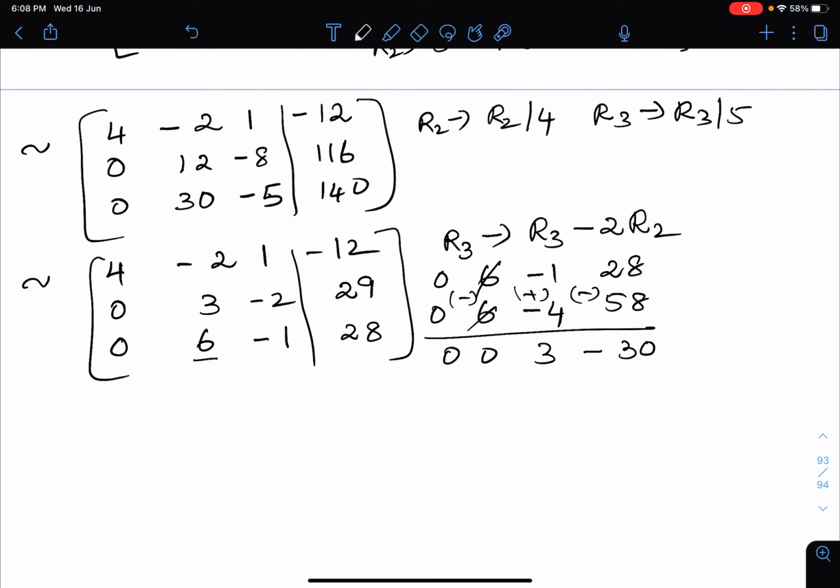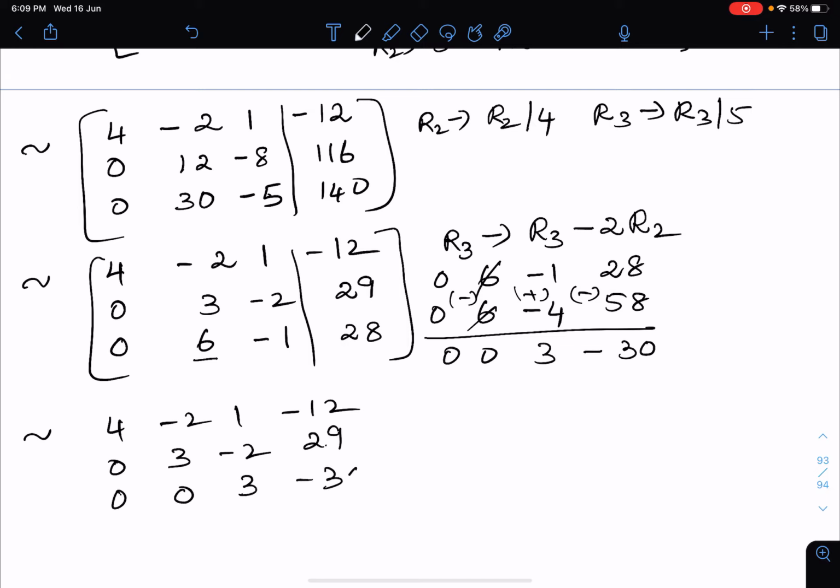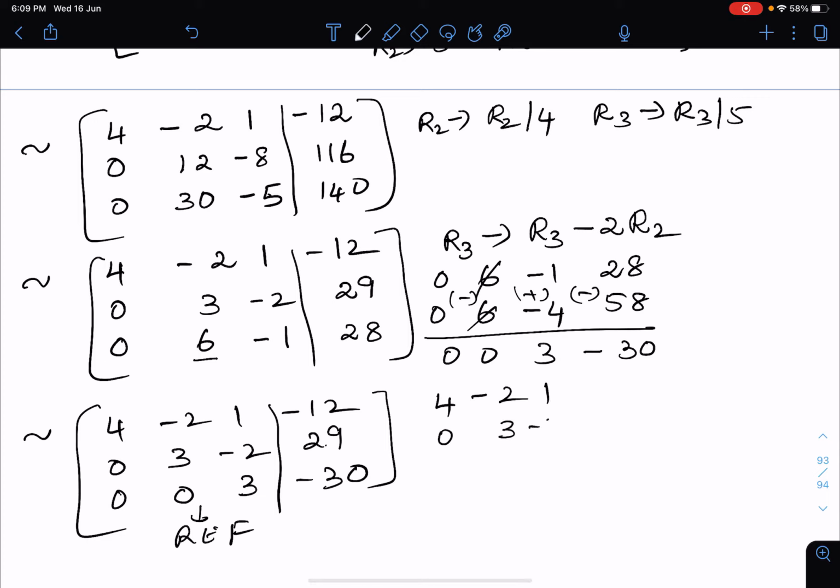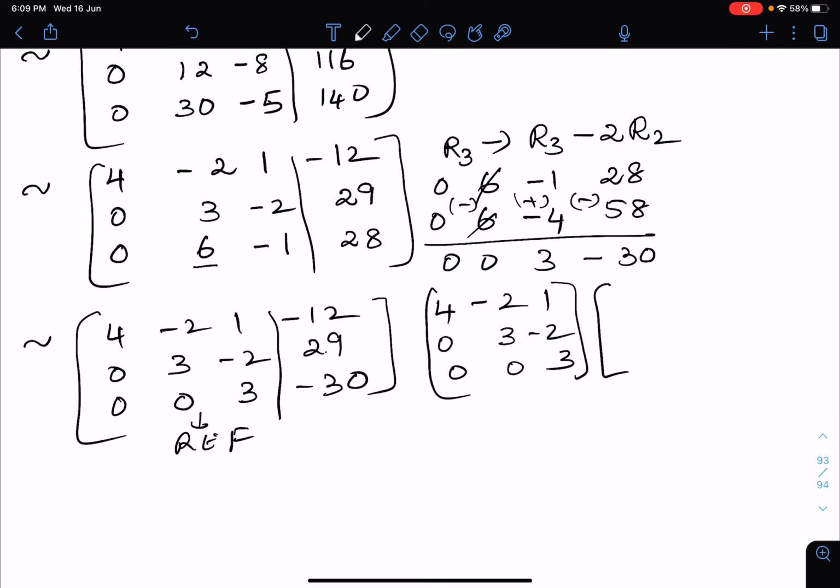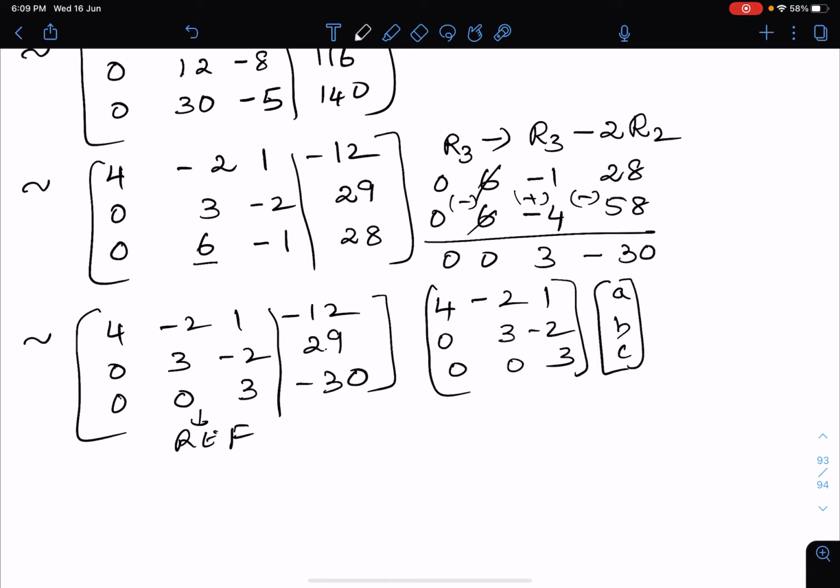Now you can write 4 minus 2, 1 and minus 12. Second row remains the same, so no change in it, and our third row is 0, 0, 3 and minus 30. So this is in our row echelon form. Okay, now separate it. 4 minus 2, 1, 0, 3 minus 2, 0, 0, 3. This is going to be our A, and our unknowns here are A, B and C. So take it as A, B and C equal to our constants minus 12, 29 and minus 30.